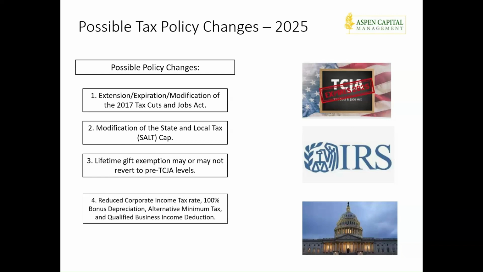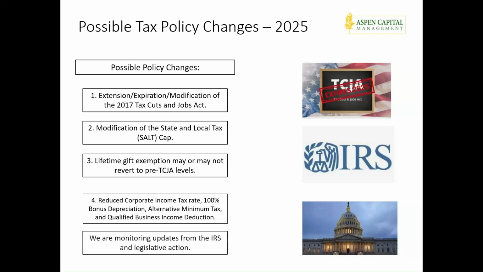A few other discussed changes are reduced corporate income tax rate, potentially making 100% bonus depreciation permanent, some changes to alternative minimum tax threshold, and extending the qualified business income deduction.